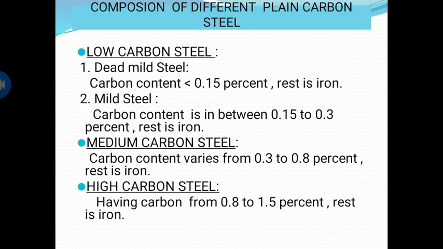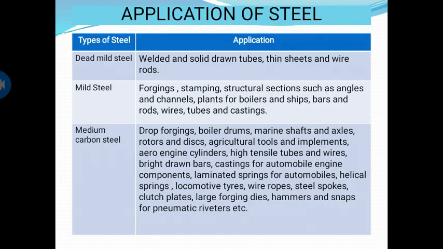The rest is iron. So in case of steel, the percentage of carbon is less than 1.5%. If it is less than 0.15, then it is dead mild steel. If it is between 0.15 to 0.3, then it is mild steel. From 0.3 to 0.8, medium carbon steel. From 0.8 to 1.5, it is high carbon steel.